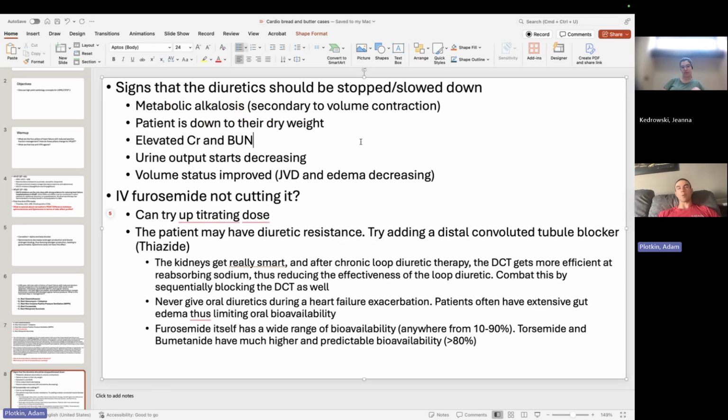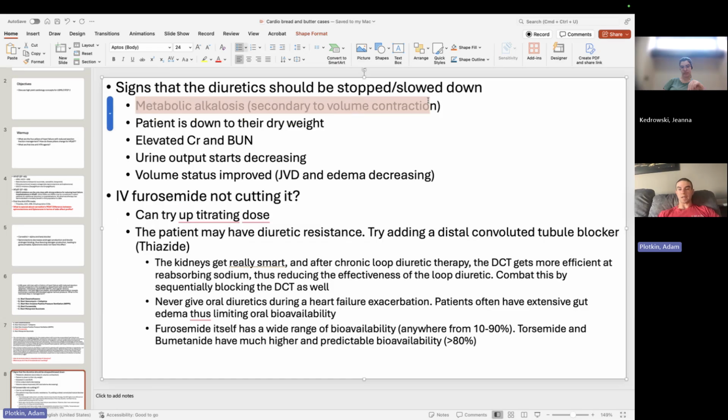So you were spot on for a patient, signs to slow down diuretics: metabolic alkalosis secondary to volume contraction. They're down to their dry weight, so you can often look in the patient's chart. What is their usual dry weight? When were they last discharged? What was their weight? Elevated creatinine and BUN. Remember, if we're pre-renal, it's usually a BUN to creatinine ratio of about 20 to 1 or greater. And actually, the literature shows that's not the best test, so we can get a fractional excretion of sodium, which would be less than 1, which would key me in on a pre-renal picture. Also if the urine output starts decreasing and their volume status has improved.